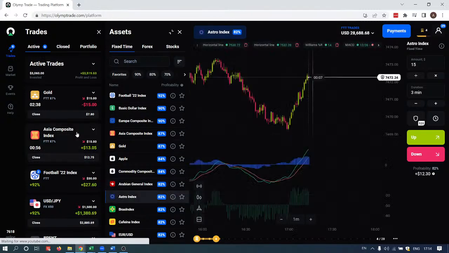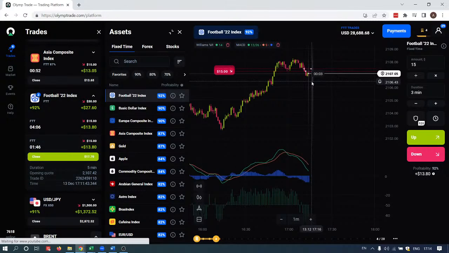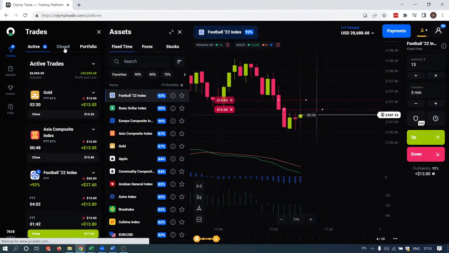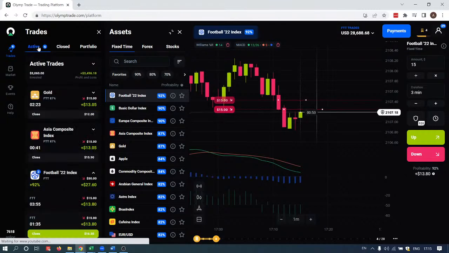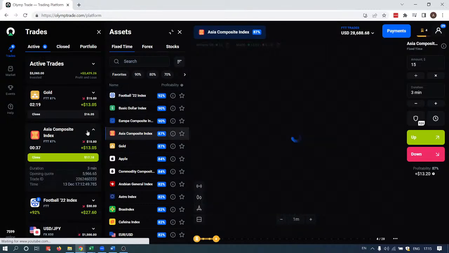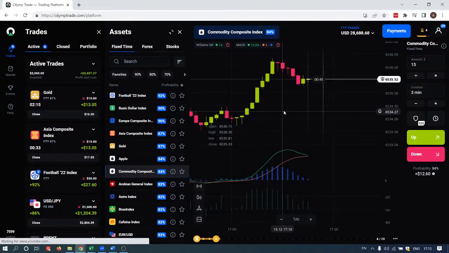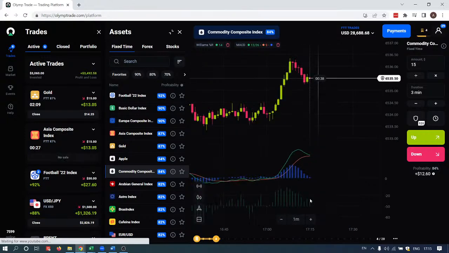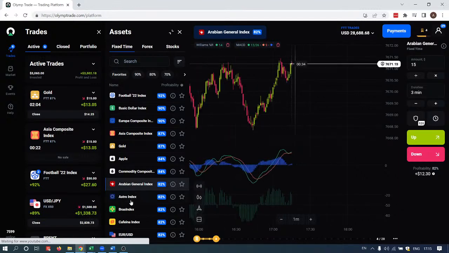Yes. All right. So what is up with my football index? All right, so 2 trades have already closed with a profit. Two more trades are still active, still pending. Asia Composite Index. Okay, so I can go ahead and check the commodity composite index. Okay, a little bit neutral signal. Let me find something else. Arabian Astro.